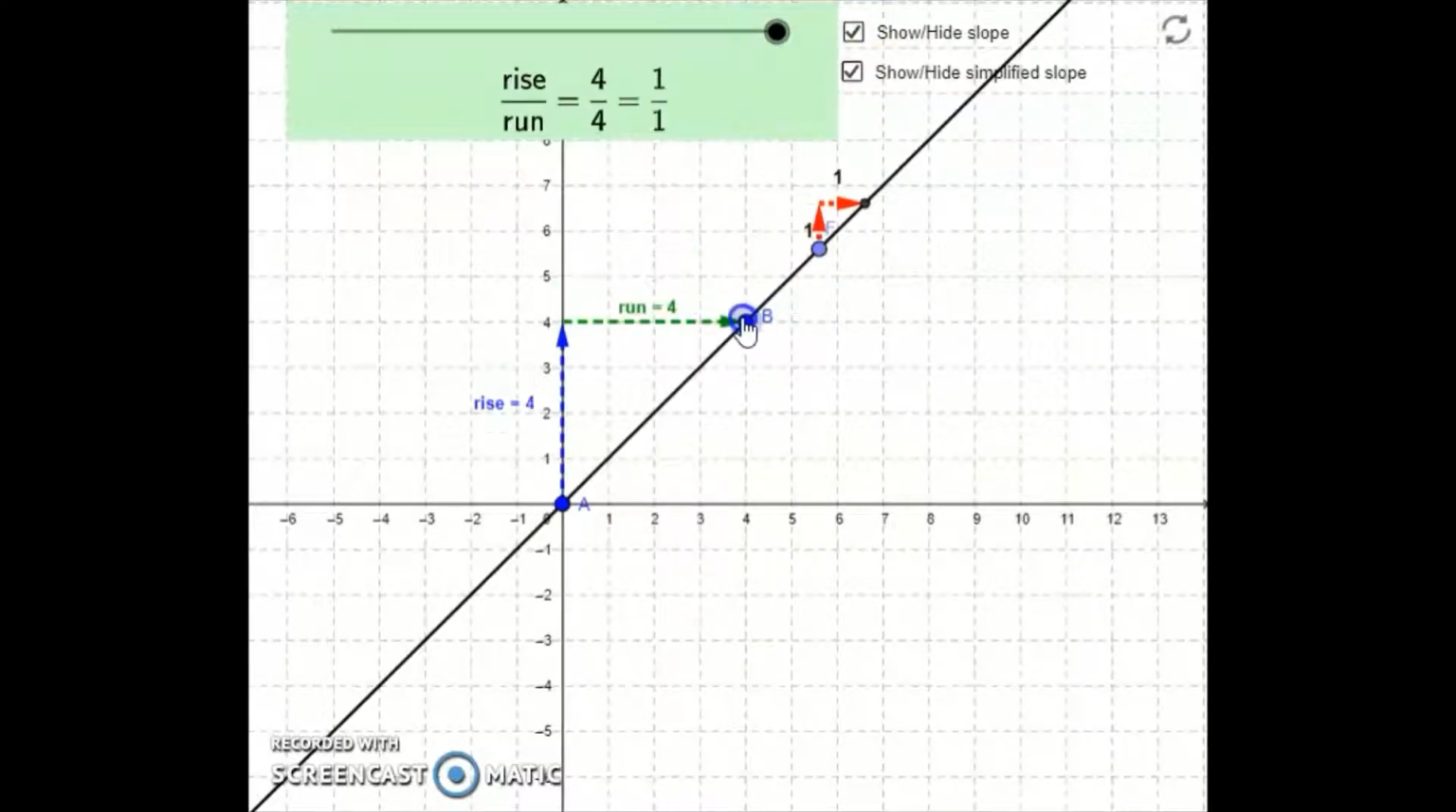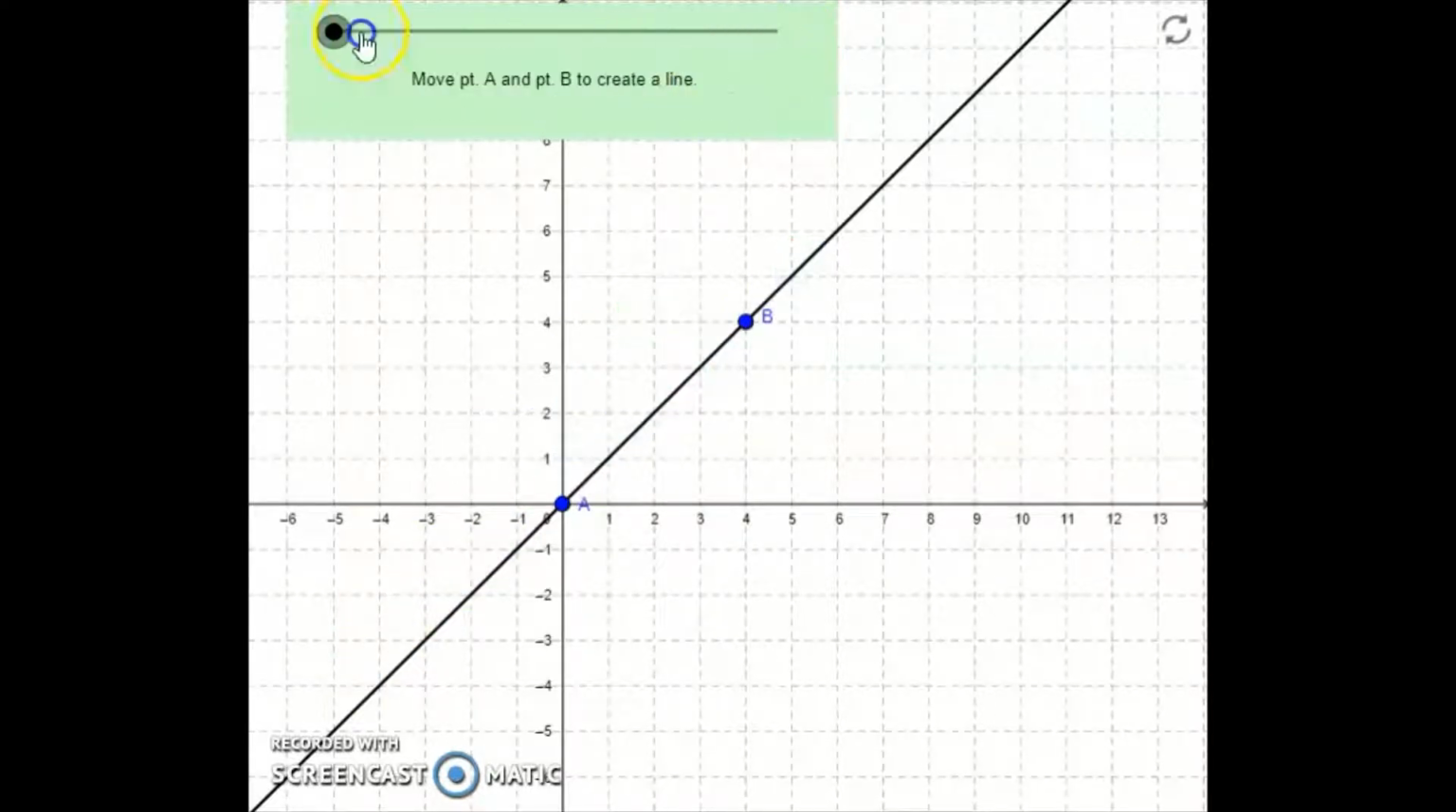If I were to move this point along here, I still have a rise of 4 and a run of 4, and the slope is still, now it's 4 over 4, but it's still 1. Doesn't matter where I measure the slope.